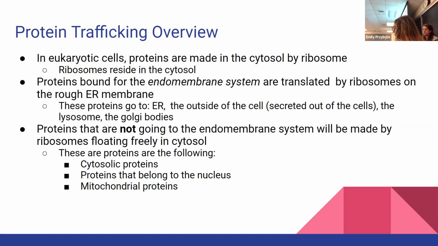And then proteins that are not being trafficked into the endomembrane system will be made by ribosomes that are freely floating around in the cytosol. So that will include any proteins that just stay in the cytosol, any proteins that go to the mitochondria, and any proteins that are going to the nucleus. Any questions?